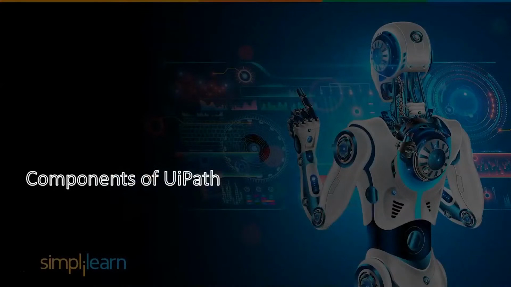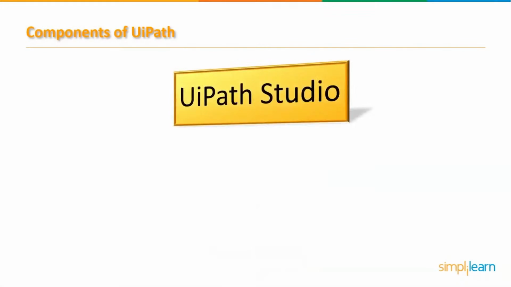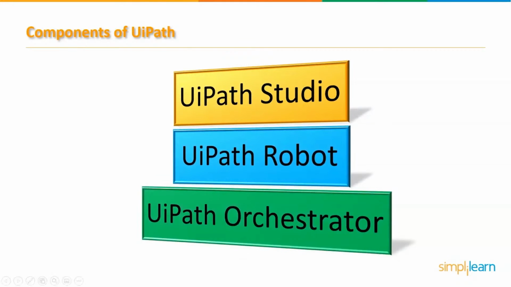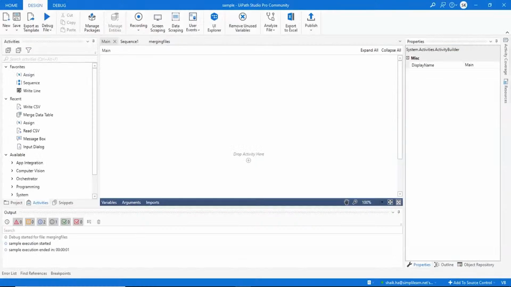Let's look at the components of UiPath. The first component we have UiPath Studio, UiPath Robot, and UiPath Orchestrator. Let's look at them one by one. This is how a UiPath Studio looks like.